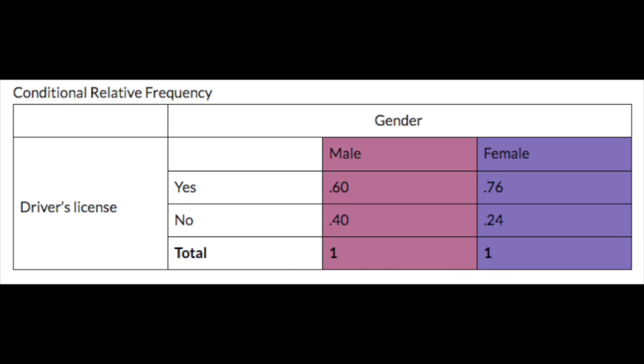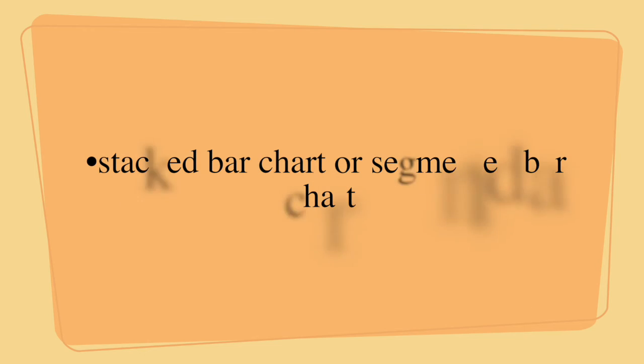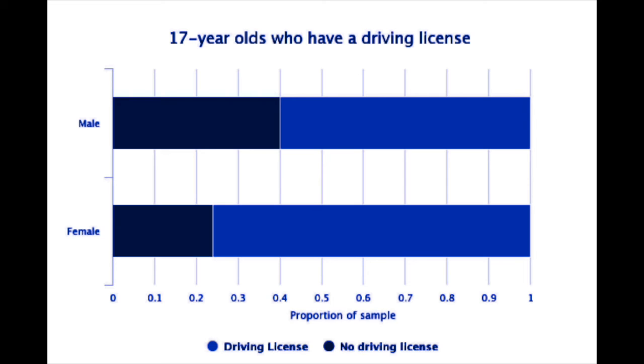Looking at the table, if there is no association between gender and the relative frequency of people who have driver's licenses, then the relative frequencies for yes for both male and female should be the same. Another type of bar chart is the stacked bar chart or the segmented bar chart. In the stacked bar chart, the bars of each category are stacked on top of each other in each distribution, but the bars represent relative frequency, meaning the y-axis of relative frequency should go up to 100%.